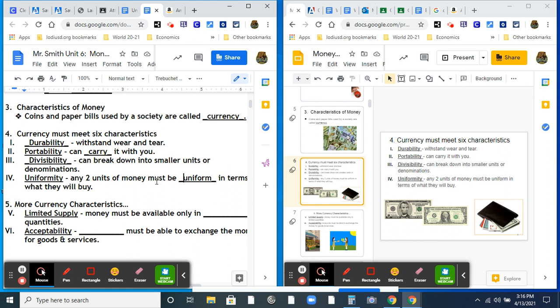Uniform. Any two units of money must be uniform. $1 has to be $1, five, 10, whatever. And they need to be able to buy the same thing. Let's go to the next one.